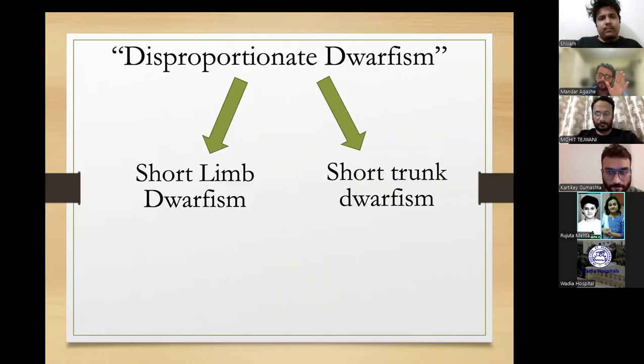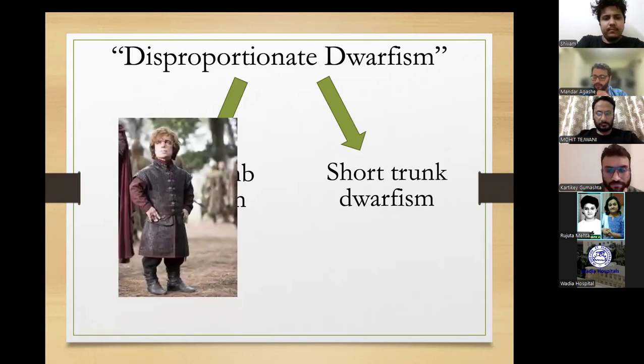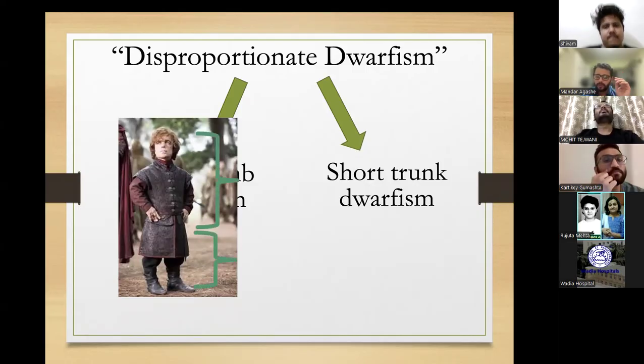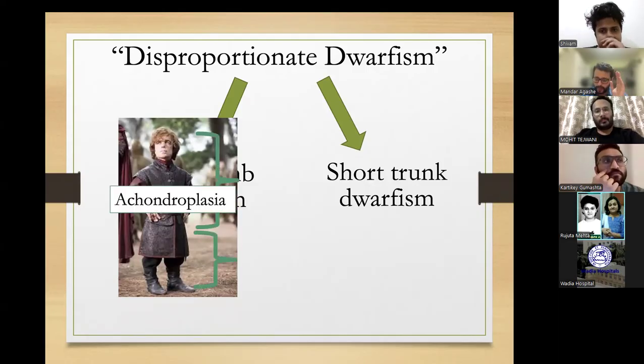The common example, I'm sure many of you must have seen the series Game of Thrones. Tyrion Lannister was a typical short-limbed dwarf. Can someone give an example of a short trunk dwarf, any condition or any person? The typical example of a short-limbed dwarf is an achondroplast. All right, short trunk dwarf, any condition or any person?